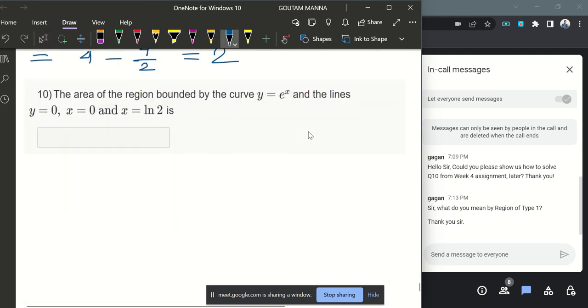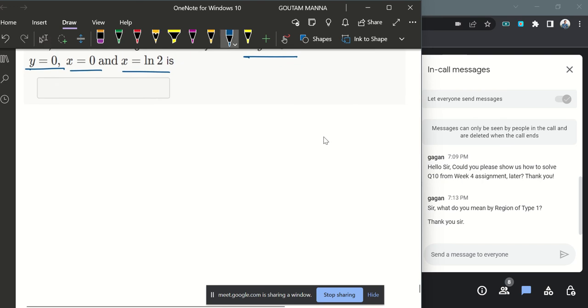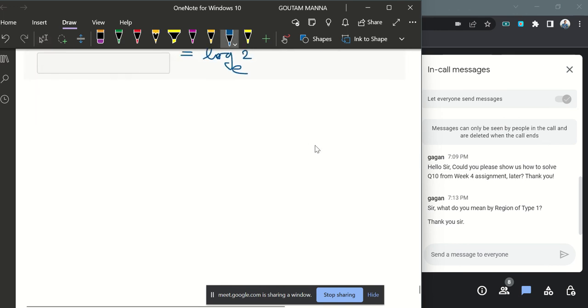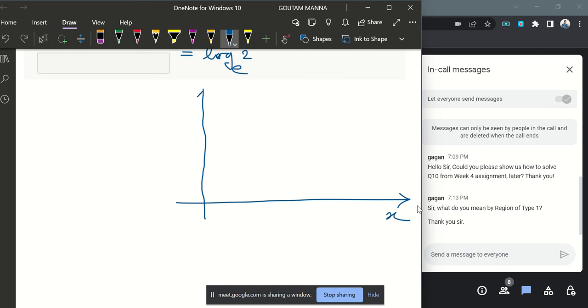And then the last problem is, we are asked to find out the area of this region bounded by the curve y equals e to the power x and the lines y equals 0, x equals 0 and x equals ln 2. So ln 2 means log 2 base e. First of all, let's draw the area. This is the x-y plane, x equals 0, and let's say this is x equals ln 2.